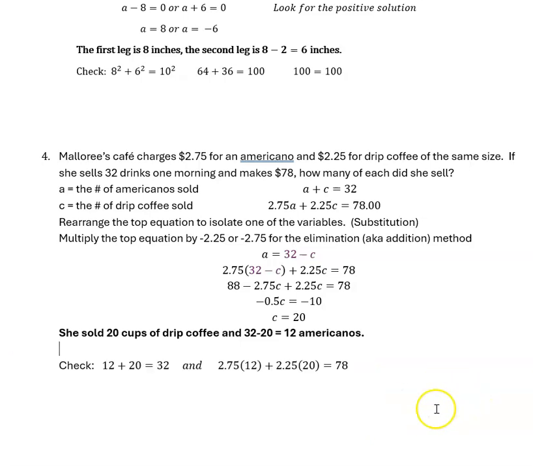Here's the check for that. 12 plus 20 does equal 32. That's the first step. Second thing is if I multiply 2.75 times the 12 Americanos and 2.25 times the 20 cups of coffee, that should add up to 78. And you can do the math to check that, and it does work.